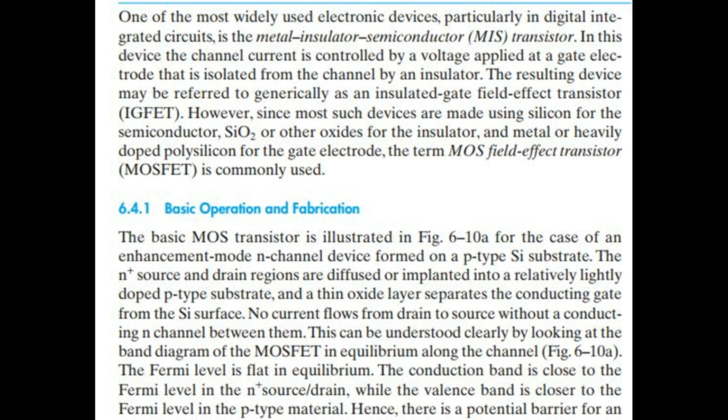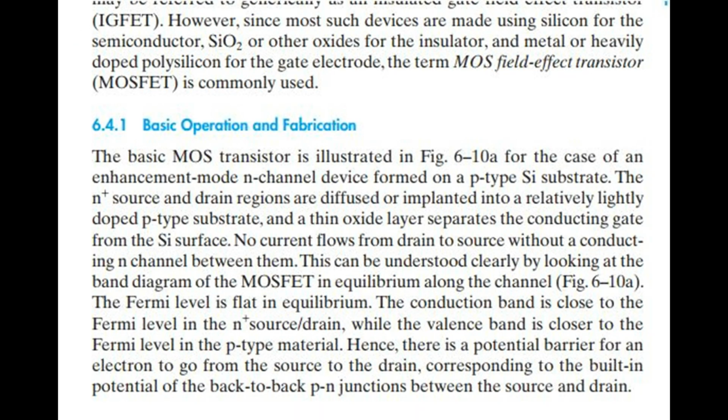Basic operation and fabrication. The basic MOS transistor is illustrated in Fig 6.10a for the case of an enhancement mode N-channel device formed on a P-type silicon substrate. The N+ source and drain regions are diffused or implanted into a relatively lightly doped P-type substrate, and a thin oxide layer separates the conducting gate from the silicon surface. No current flows from drain to source without a conducting N-channel between them. This can be understood clearly by looking at the band diagram of the MOSFET in equilibrium along the channel, Fig 6.10a.